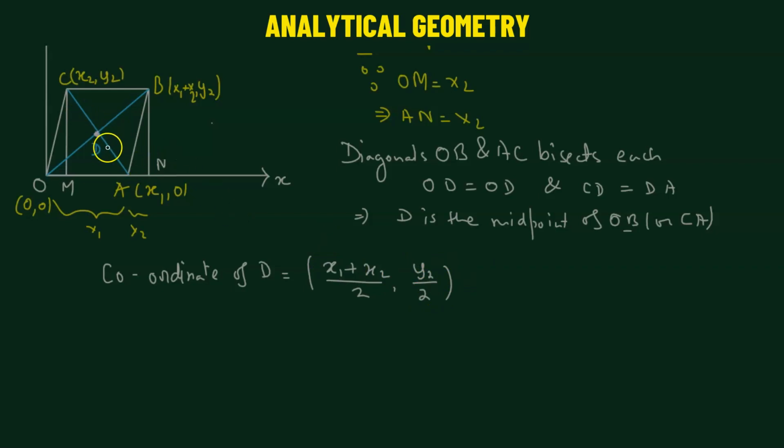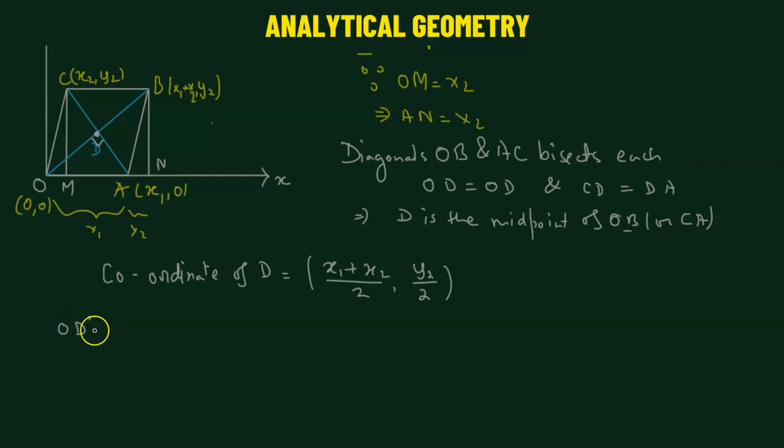Now since we need to show that the diagonals are perpendicular to each other, we will show that ODA is a right angle triangle. So that means it's right angled at D. Fine. Now what we'll do, we'll try to find out the length of OD, DA and OA using the distance formula. Fine. So let's begin by first finding out the length OD.